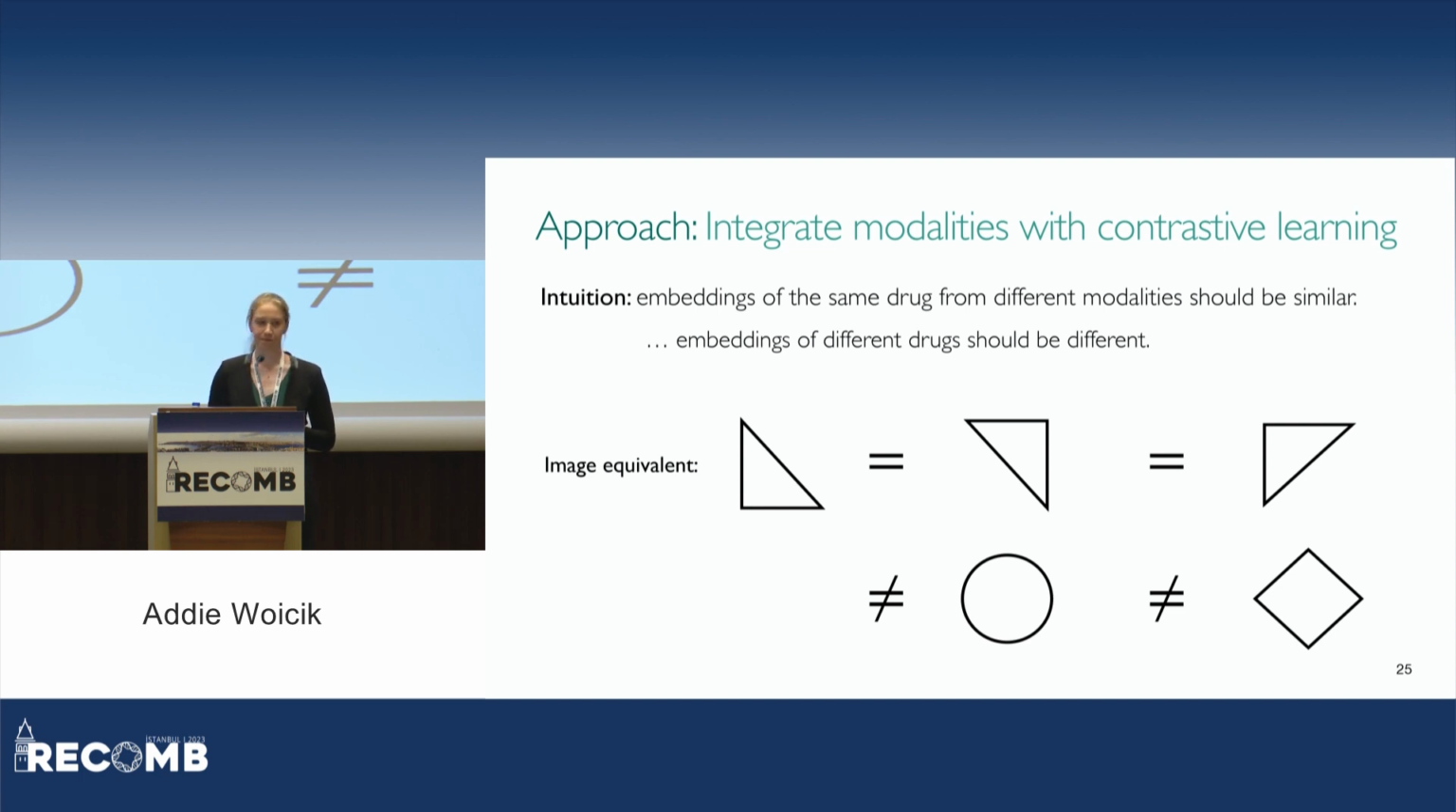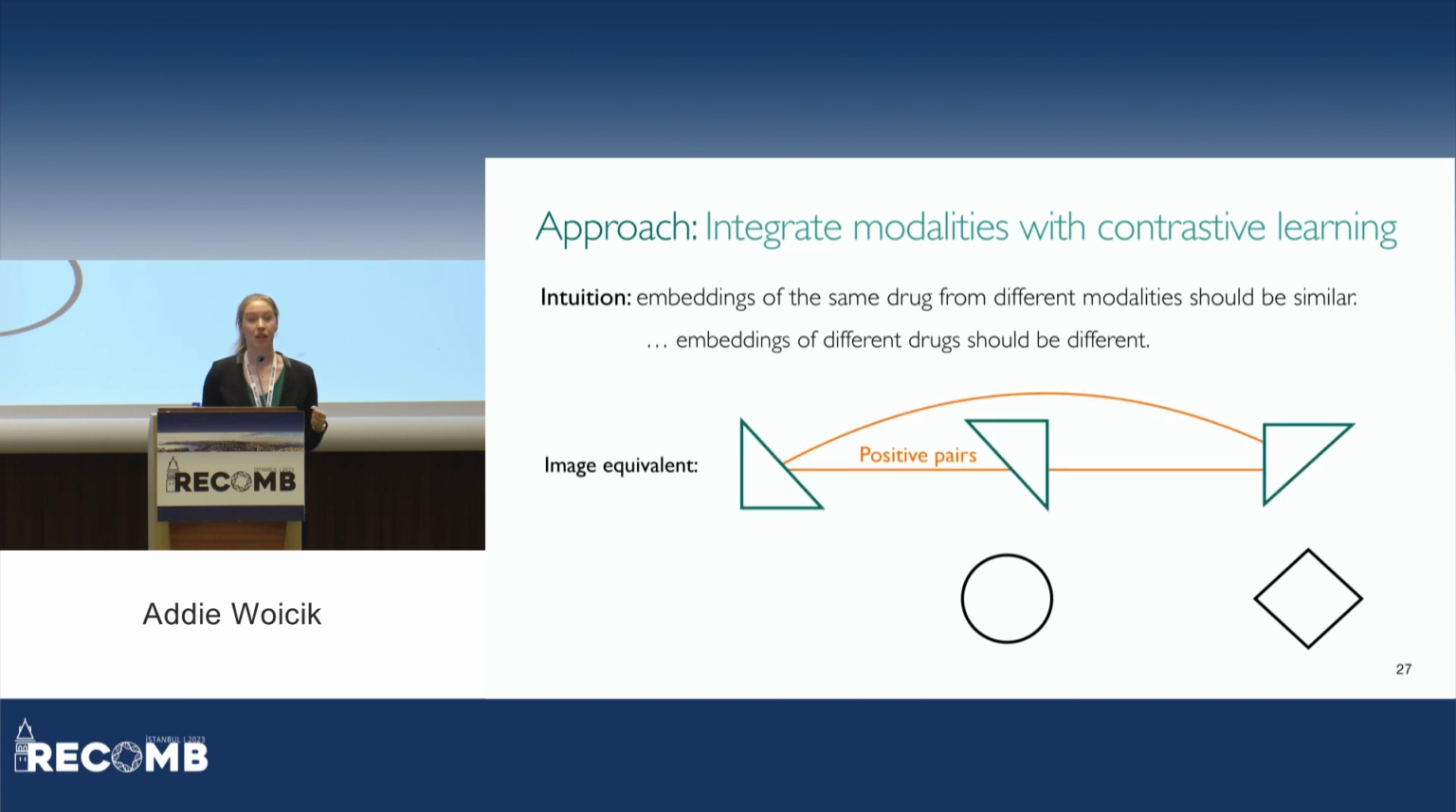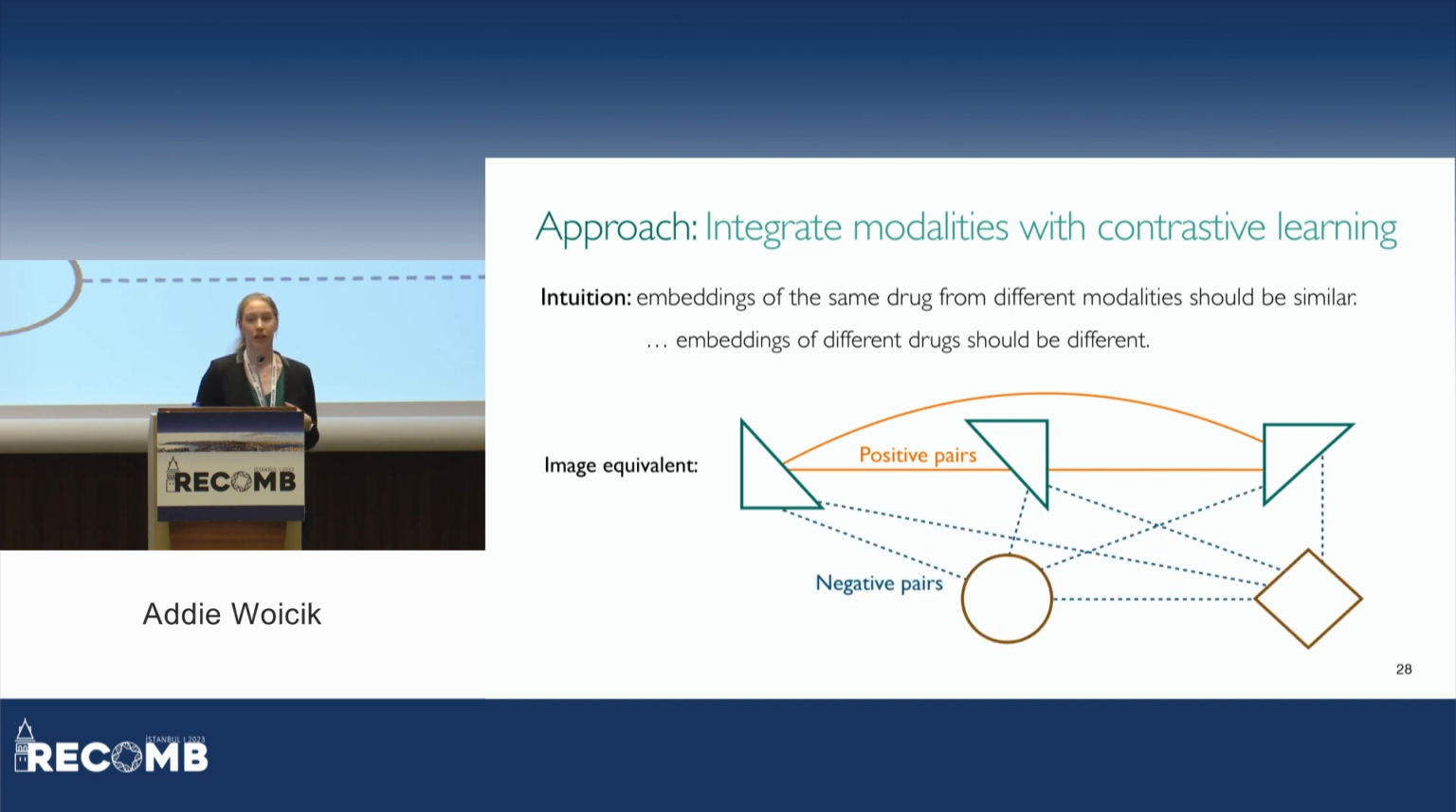as a square. Then let's imagine we have a model that is trying to learn how to best embed different shapes. In a contrastive learning framework, we'd say that these triangles form what are called positive pairs with each other, so we want their embeddings to be close together in our learned space. Different combinations of shapes then form what are called negative pairs, and we want their embeddings to be far apart.